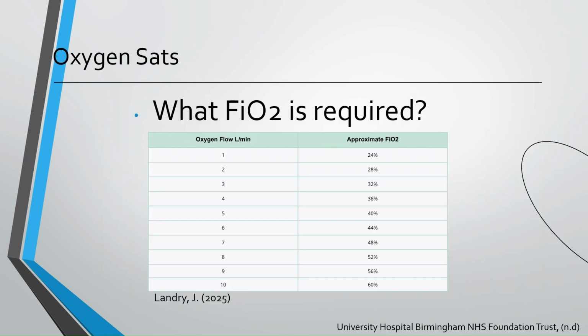Oxygen saturation. What FiO2, or fraction of inspired oxygen, is required? Here beneath this we have a table and it shows you the oxygen flow, so liters per minute, and then on the right hand side we have the approximate FiO2 that is being provided. For room air it's actually 21%. If they're on 1 liter per minute, it's going to be 24%, 2 liters per minute, 28%, 3 liters per minute, 32%, 4 liters per minute, 36%, and so on. You can have a look over the table and just review it.